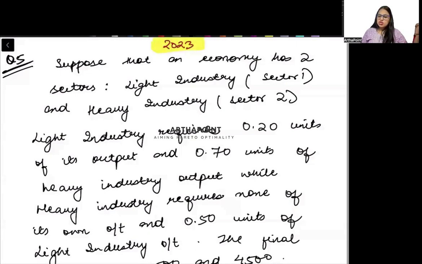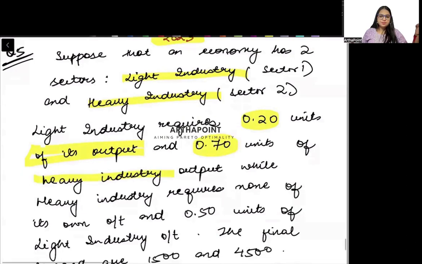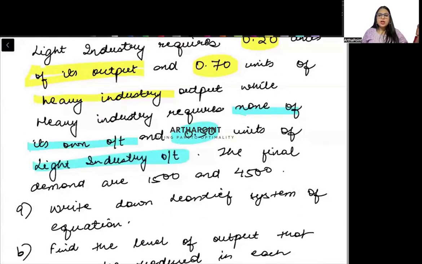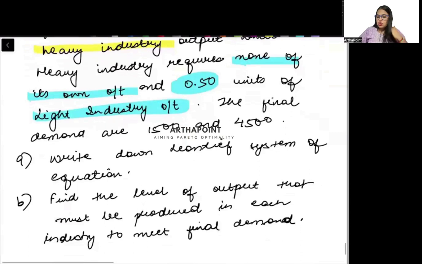Suppose that an economy has two sectors, light sector and heavy sector. Light industry requires 0.20 units of its own output and 0.70 units of heavy industry, while heavy industry requires none of its own output and 0.5 units of the light industry output. The final demand is also given to you. The final demand is 1500 and 4500 respectively.